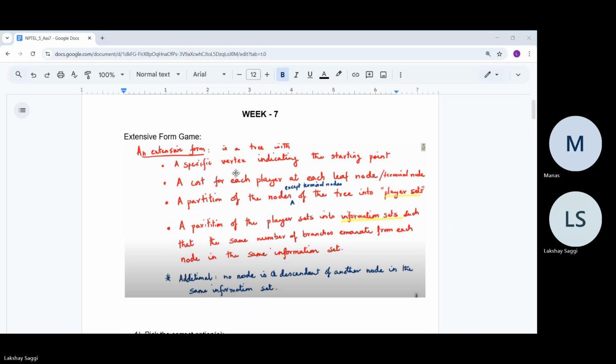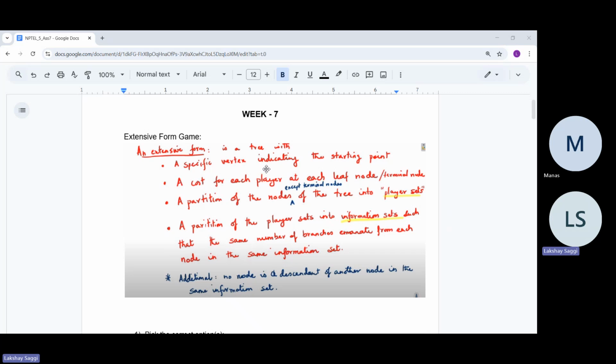An extensive form game is just a tree with a specific vertex which indicates the starting point of the game. Note that one important point of the extensive form game is that it is a tree. And what's a tree? A tree is basically an acyclic graph, so an extensive form game does not have cycles in it. There is always a unique vertex which indicates the starting point of the game, so there cannot be multiple starting points.